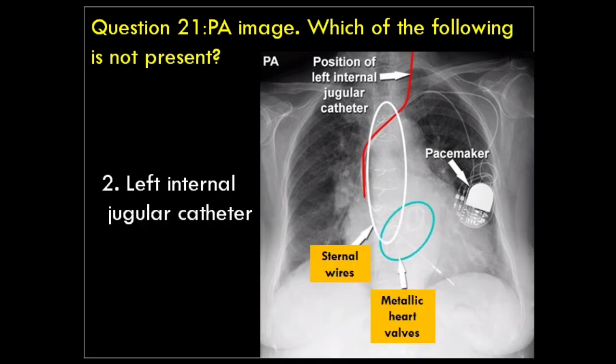The correct answer is left internal jugular catheter. The heart is enlarged, cardiomegaly. Visible artifacts include sternotomy wires, prosthetic heart valves, and a pacemaker. There is no left internal jugular catheter in situ. Its predicted position is indicated on the overlay image.